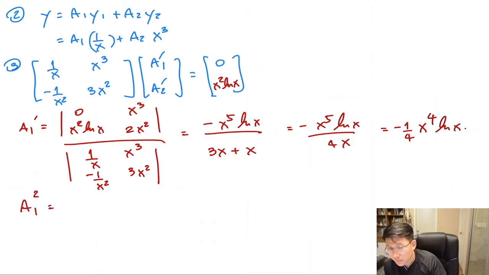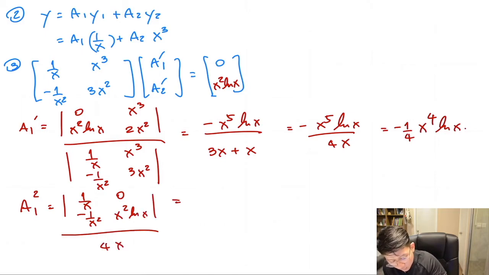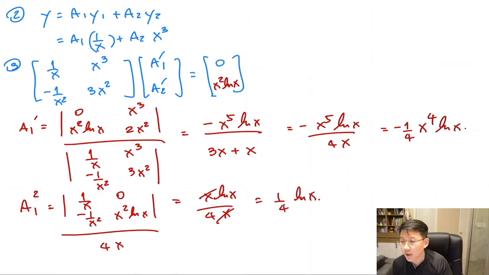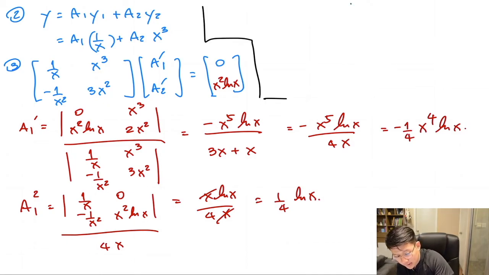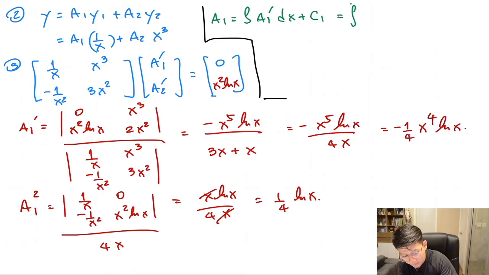And a2 prime would be the determinant of 1 over x, minus 1 over x squared, 0, x squared log x divided by 4x, and that would be x log x divided by 4x. 4x cancel out, and that would be 1 over 4 log x. Okay, so a1 is integrate a1 prime dx plus c1, and that will be integrate of minus 1 over 4 x to the 4 log x dx plus c1.